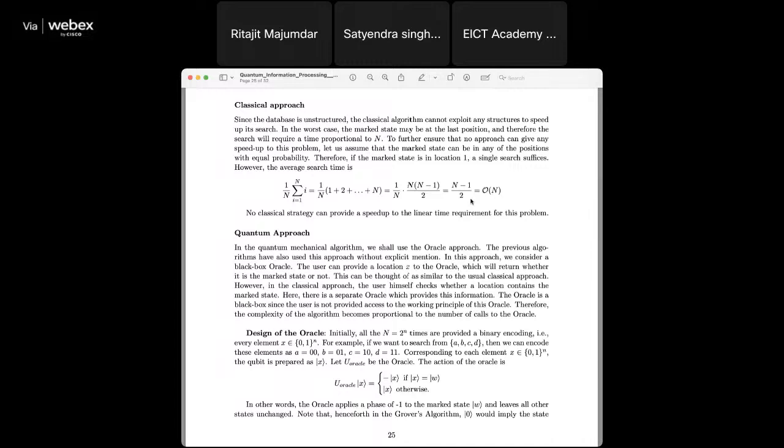Now, having said that, does it need to be really a database search? No, right? Think of a problem, some combinatorial optimization problem, some graph theoretic problem, problems in NP or something like that. It is something like this, right? You have exponentially many solutions.